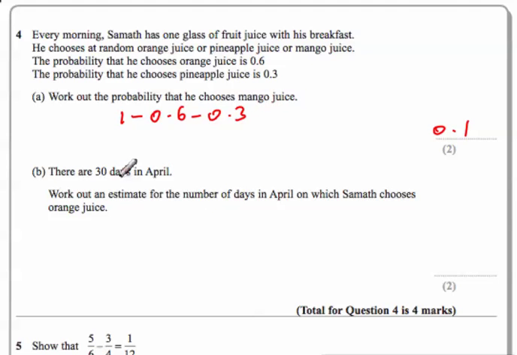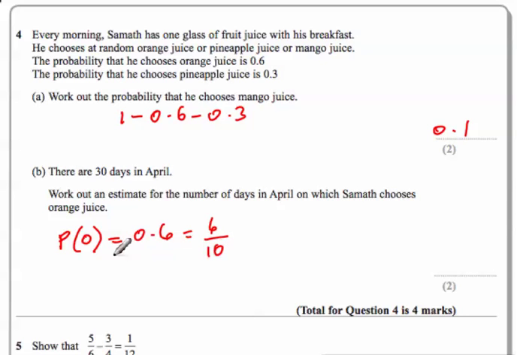There are 30 days in April. Work out an estimate for the number of days in April on which Samuth chooses orange juice. Okay, now the probability for him choosing orange juice, we'll call that PO, equals 0.6. Now that is the same as 6/10, isn't it? Or you could think of it as 6 out of 10.